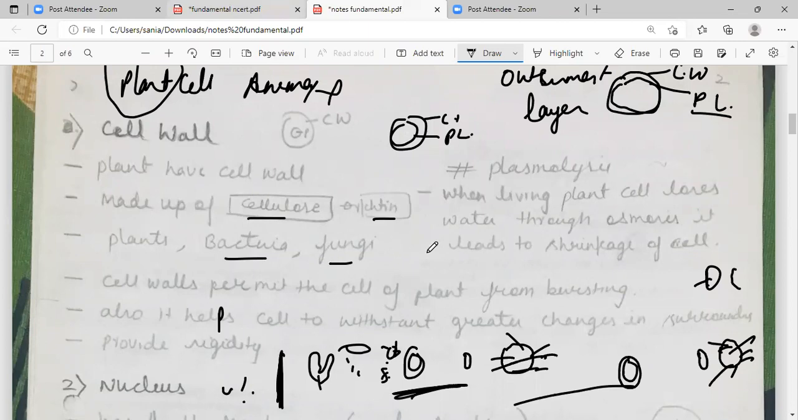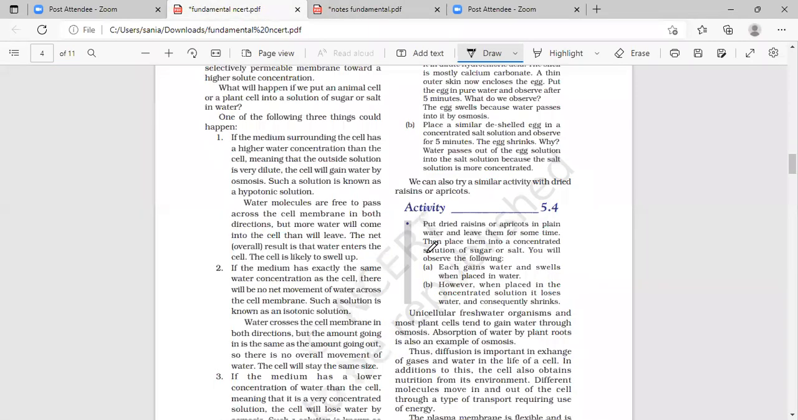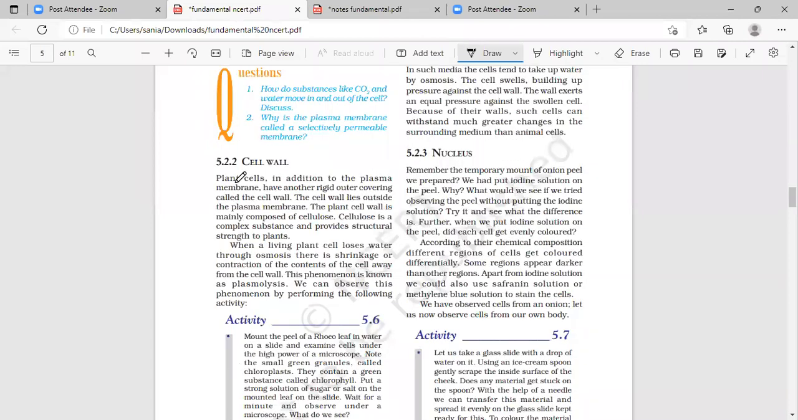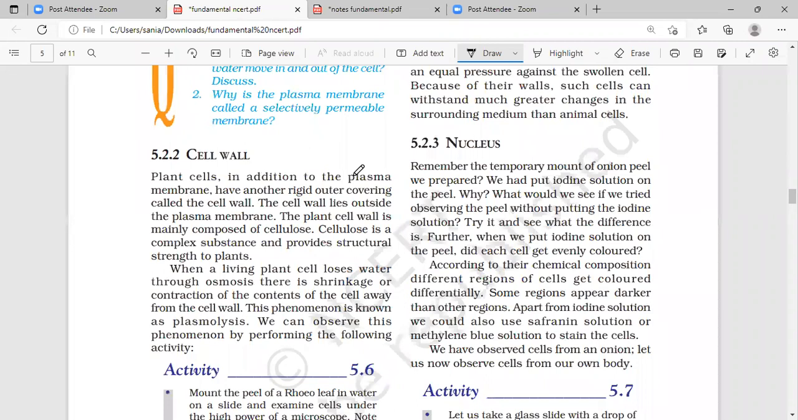Okay. Now, this we did for the plasma membrane. Now coming to the cell wall, we'll just give it a reading and you'll get most of it. So, ma'am, what is the cell wall? The plant cell, in addition to the plasma membrane, has another rigid outer covering called the cell wall. It is only in the plant cell.